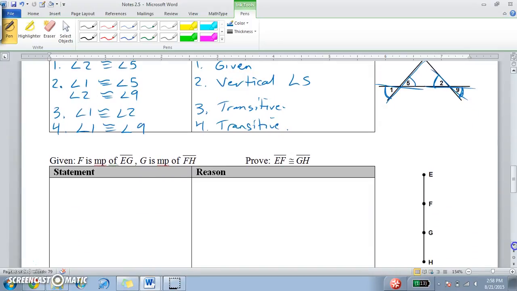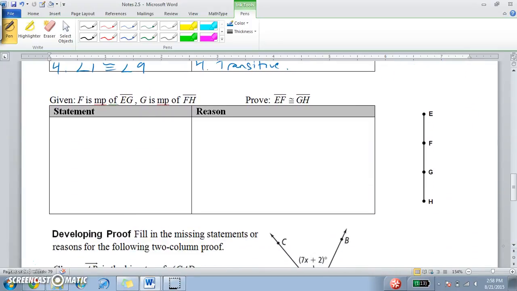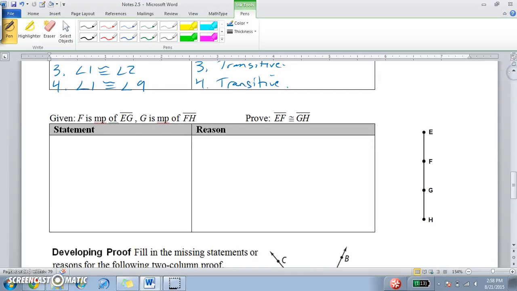So, last one, we're given that F is the midpoint of EG. If F is the midpoint of EG, then these two pieces, EF and FG, must be congruent to each other. Similarly, G is the midpoint of FH. So if G is the midpoint of FH, then GH must be congruent to FG. So those are congruent to each other.